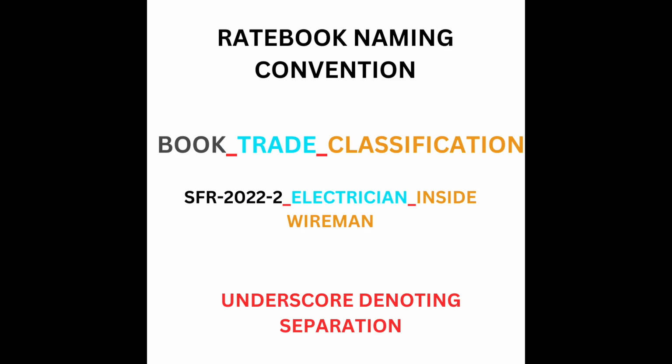Okay, so for the naming convention, it's basically book, and then the trade, a book underscore trade underscore classification. But in the search bar, you can start typing either trade or classification if you want to filter that way.